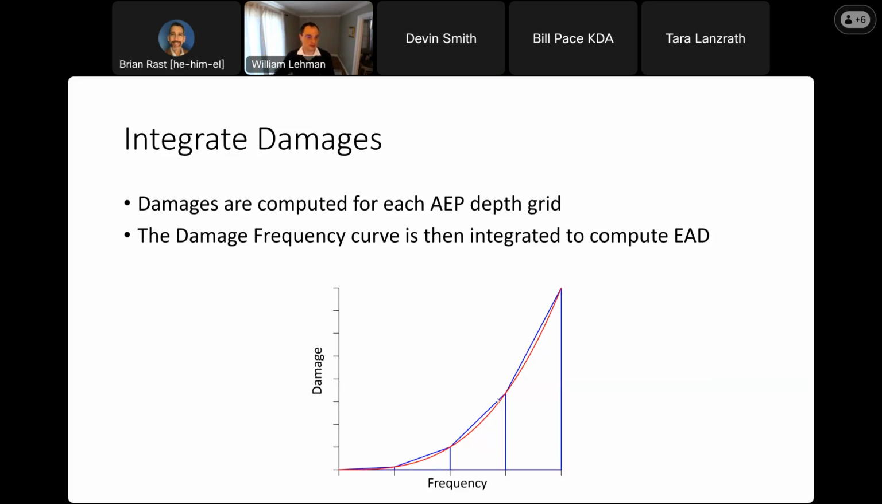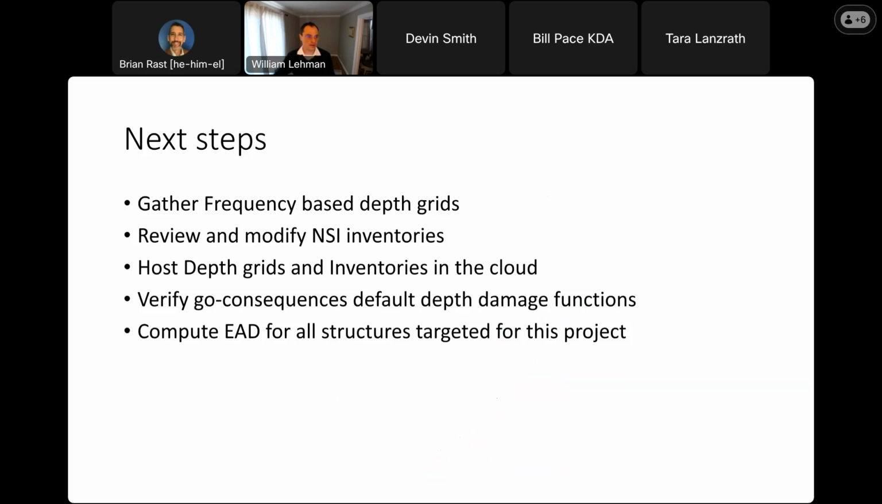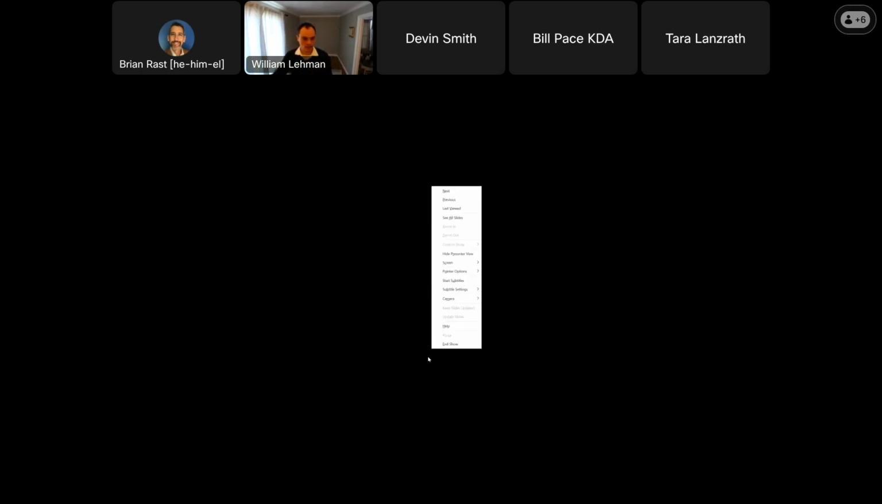The next steps to be able to do something like this would be to gather depth grids for our study area, review and modify any NSI inventories that you would like to, and then host those inventories and depth grids in the cloud, and then run them with the selected damage functions you want to use. So that's the end of my slideshow.